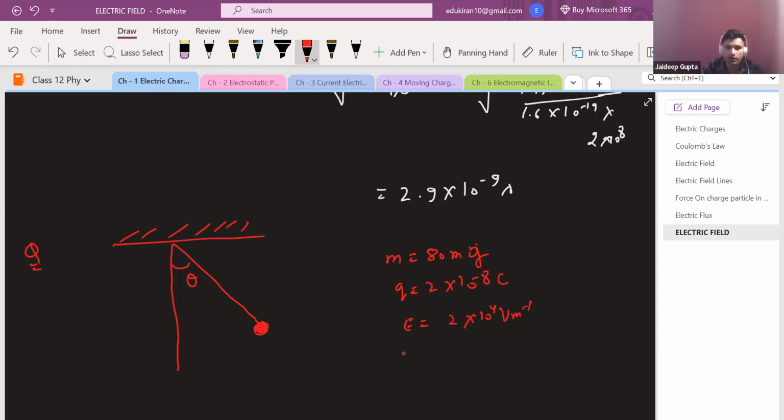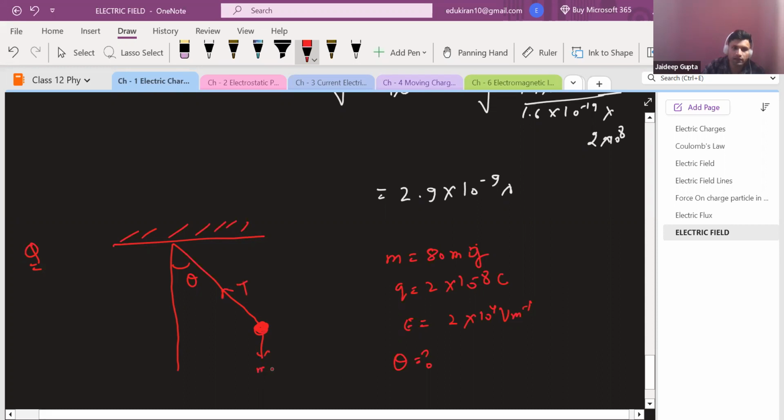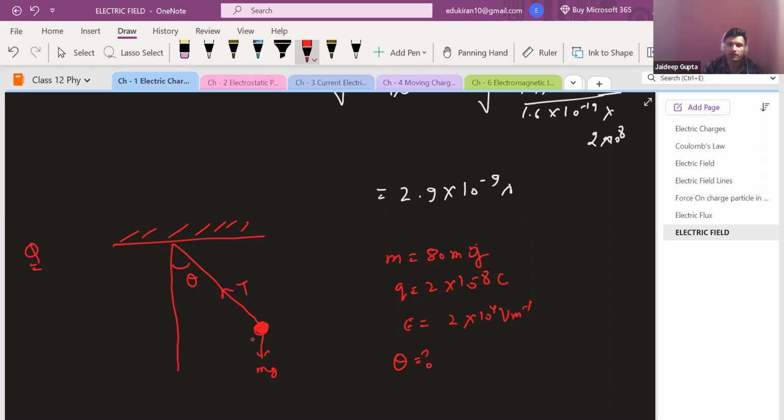Now, we just have to calculate the angle, theta. The pendulum of 80 milligram carrying this much charge is at rest in a horizontal uniform electric field. So just remember one thing: tension will act in this direction, mg will act in this direction. The question is saying the pendulum is at rest. It means it is in equilibrium, so definitely the forces on it will be equal.